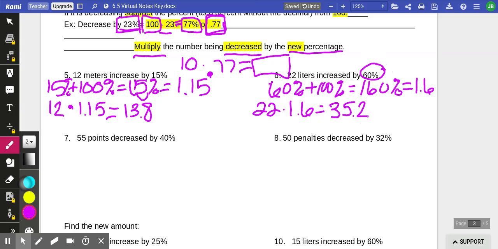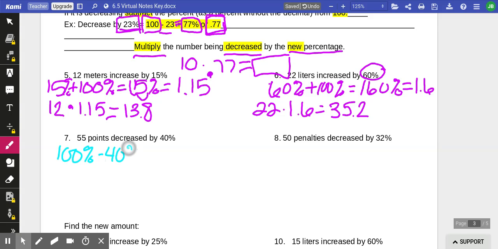Okay, let's look at 55 points decreased by 40%. So I'm going to take my 100% minus my 40%. That leaves me with 60%. So if I'm decreasing something by 40%, I still have 60% left. That's what it's saying. So I'm going to take my 55 points and multiply it by 0.6. When I take 55 times 0.6, which is my 60%, I am going to get 33.